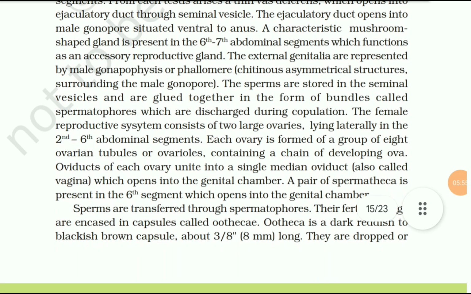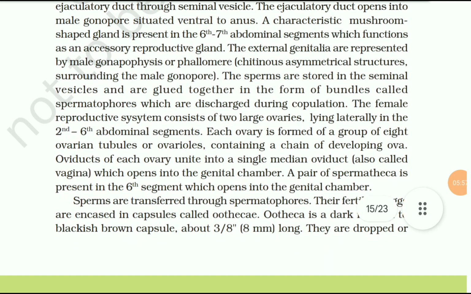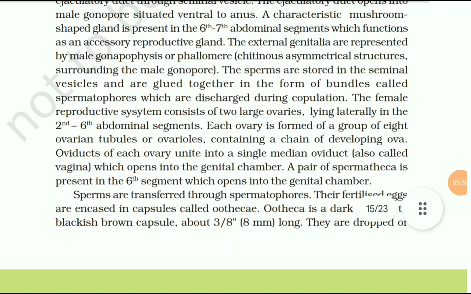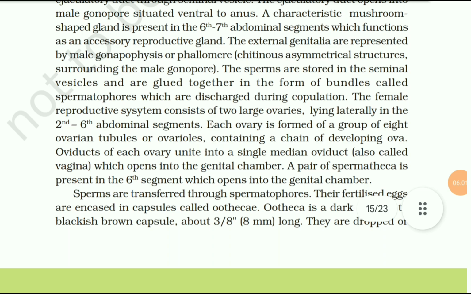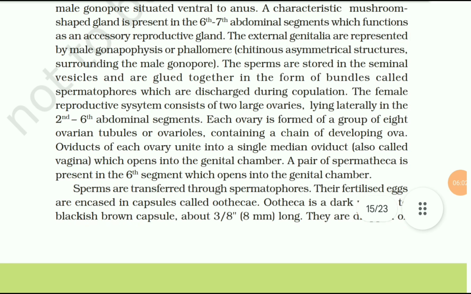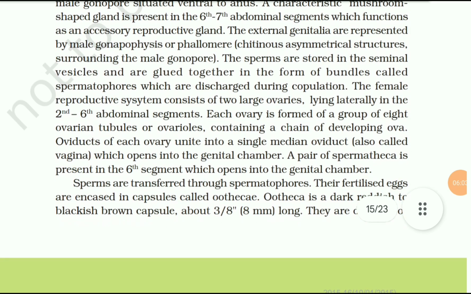The ejaculatory duct opens into a male gonophore. Where does the ejaculatory duct open? Male gonophore, situated ventral to the anus. A characteristic mushroom-shaped gland is present in the 6th and 7th abdominal segments, which functions as an accessory reproductive gland.